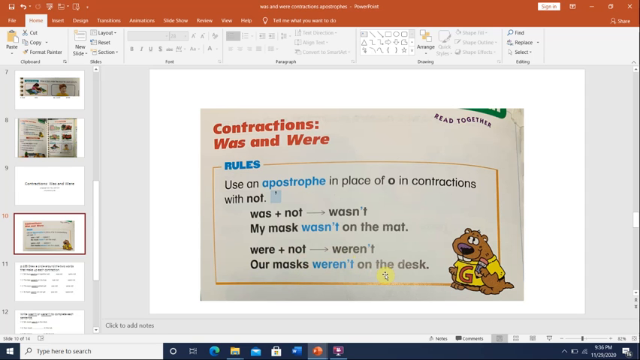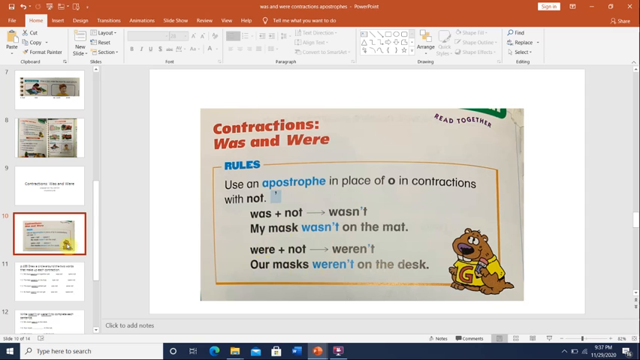Okay? Again, when do we use wasn't? When the subject is about one thing. My mask wasn't, because the sentence is only about one mask. Okay, when do we use weren't? When the subject is about more than one thing. Our mask. This is plural. Our mask weren't on the desk.